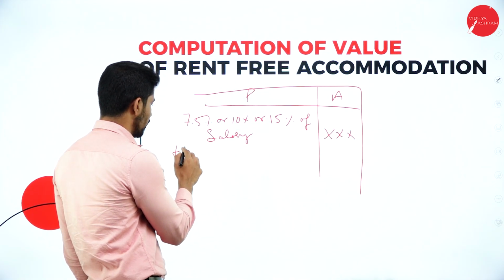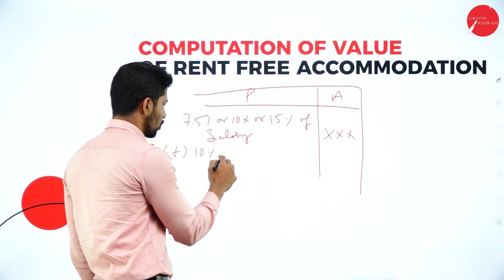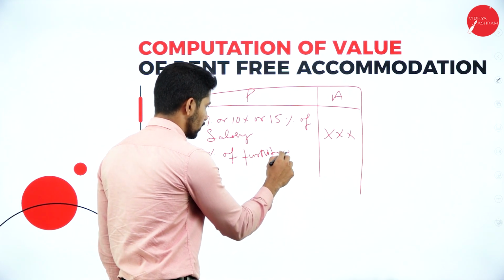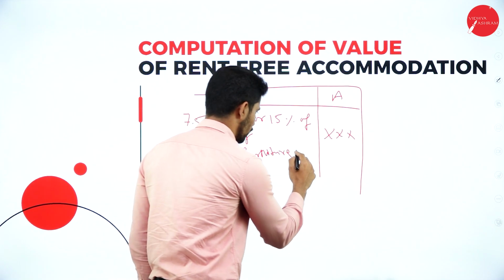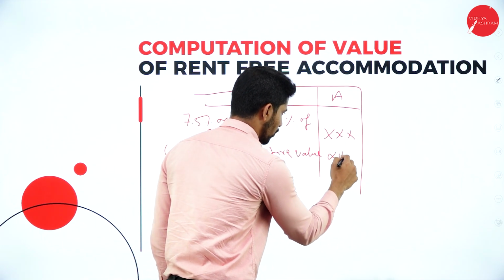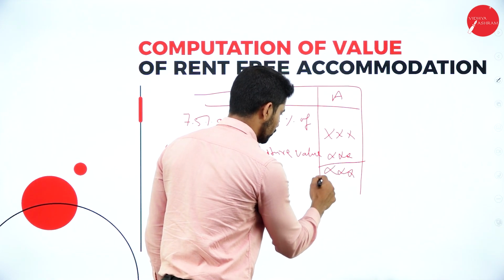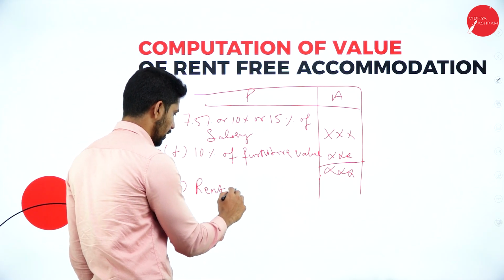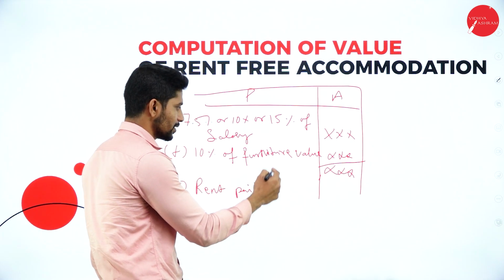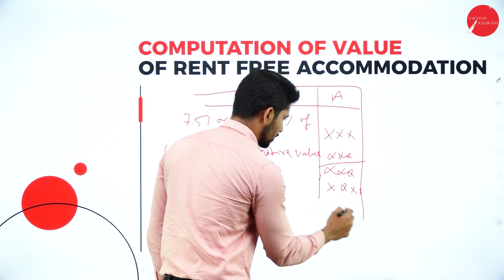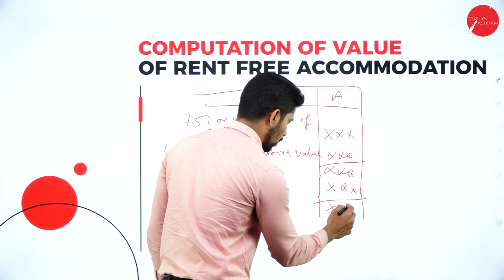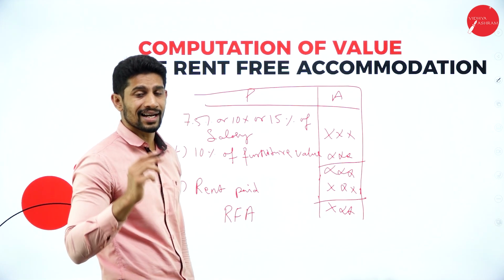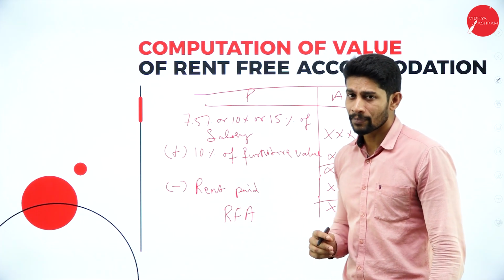And if furniture value is given, add 10% of furniture value. You will take the amount and you will total this. And from this total, you deduct less rent paid. If any rent is paid by the employee, you will deduct it. You will get the balance. This balance is called value of rent-free accommodation, in short RFA.